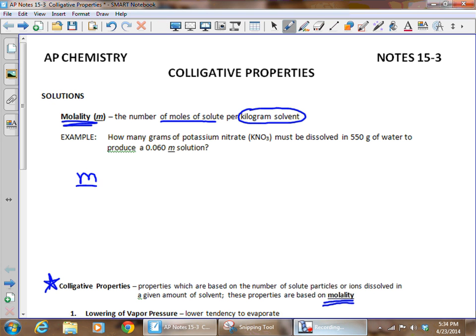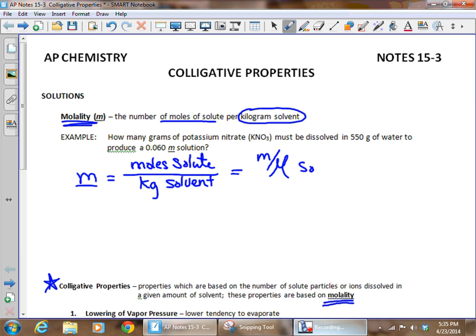So we've just established that molality is the number of moles of solute divided by the number of kilograms of solvent. And in other applications we've used, remember, we can replace moles with mass over molar mass of the solute per kilogram solvent. So in this example, it's already given us a molality of 0.060 moles per kilogram.